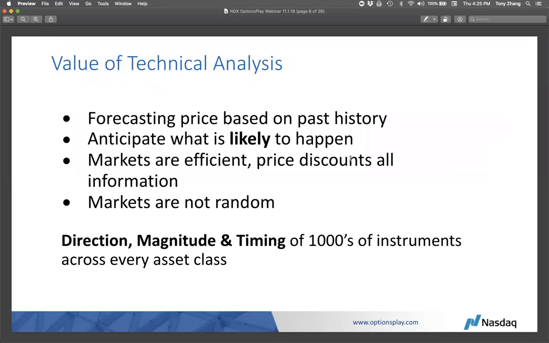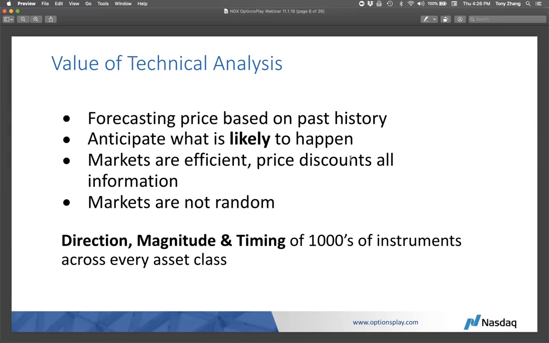So for those of you that are not using technical analysis or charting in your trading, I want to talk a little bit about its value. I think that even if you use other forms of analysis, specifically fundamental analysis, statistical analysis, or any other form, you should still consider taking a look at technical analysis from a timing perspective.